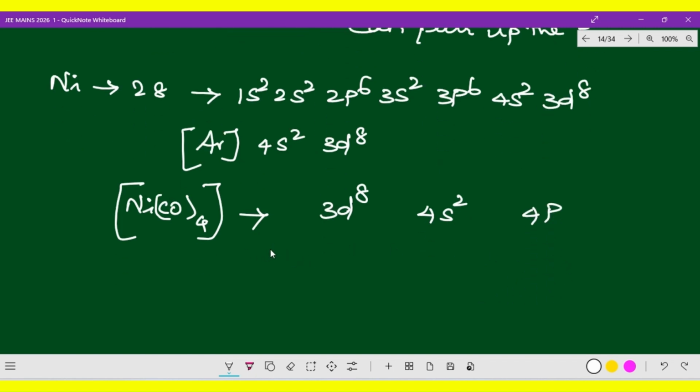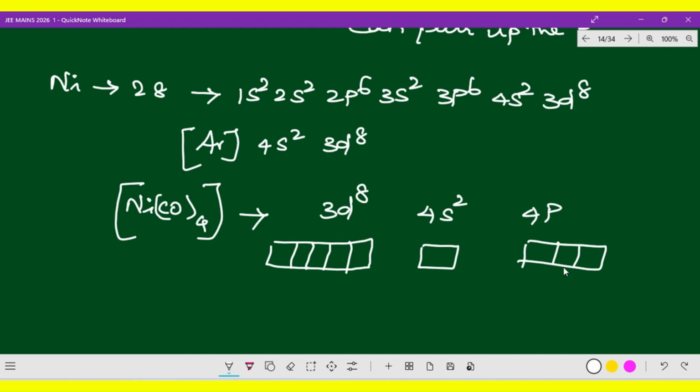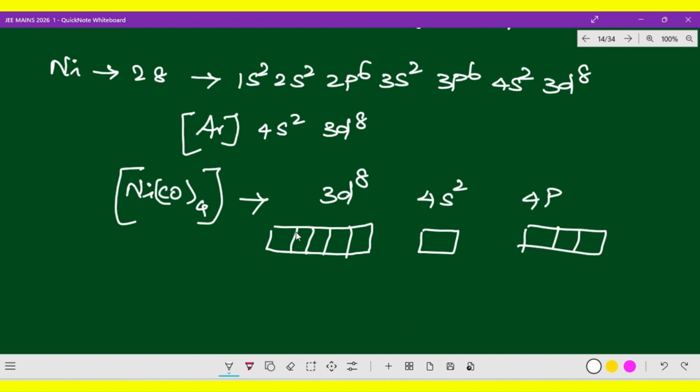Now for 3d, 5 orbitals we have to draw: 1, 2, 3, 4, and 5. We keep empty orbitals ready to accommodate the ligands. Here 8 electrons in 3d: 1, 2, 3, 4, 5, 6, 7, 8. And in 4s, 2 electrons.